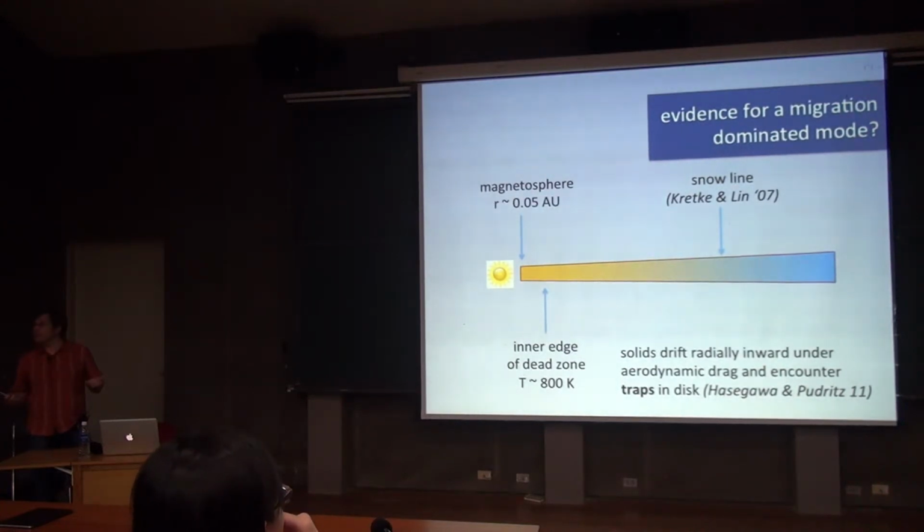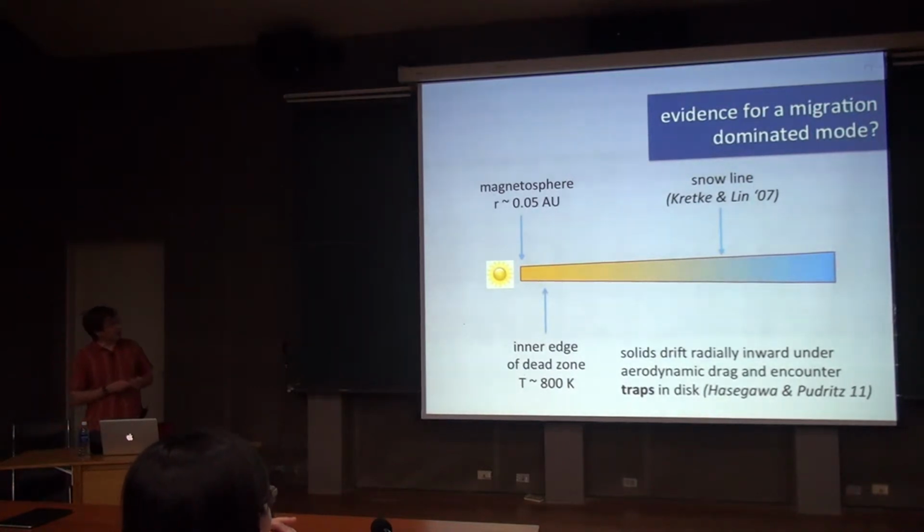I think this may be evidence for a mode of planet formation which is dominated by migration, by the radial motion of solid material through the disk to form planets in preferred locations, preferred distances away from the star. So the basic picture would be something like this.